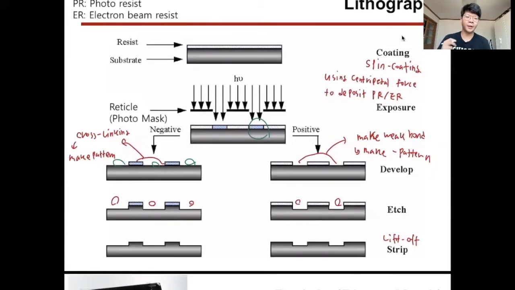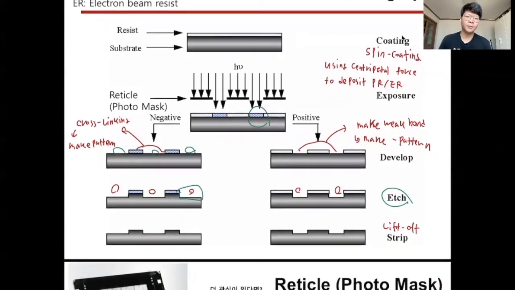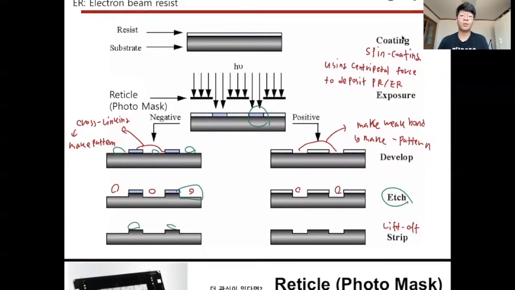After that, we etch. We remove the wafer selectively in the etch stage using hydrofluoric acid. After that, we remove the photoresist. We call this stage strip or lift off.